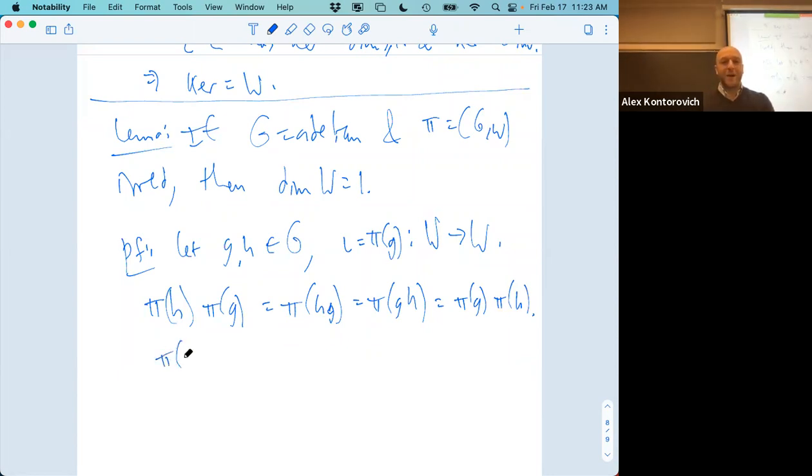The point is, now I have pi H composed with iota, where iota is pi G, equal to iota composed with pi H. So pi G is itself an intertwiner.